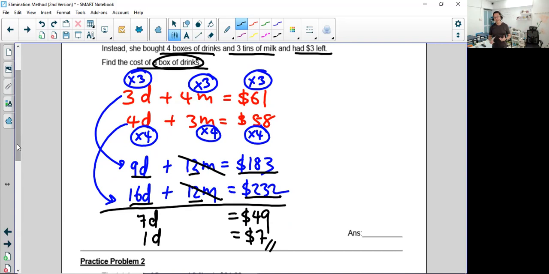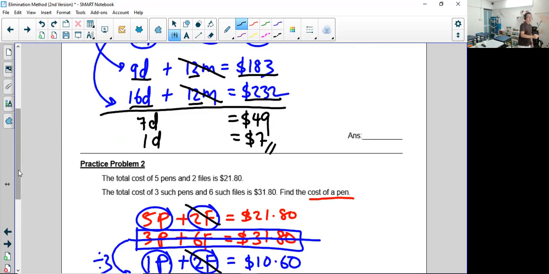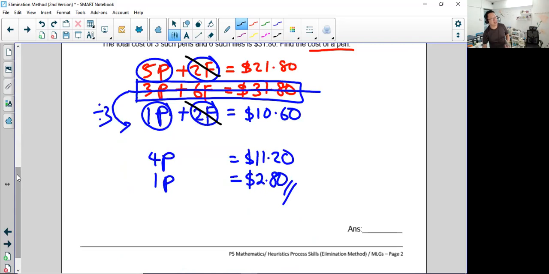But what happens if you can't? Then you must know how to do the elimination method. So you must have a backup, right? All right, and let me show you another example. Practice 2. Let's use practice 2, which I have shown you using the easier way, the way that got us the answer faster.